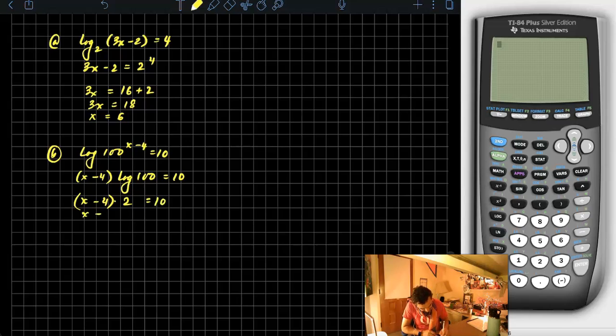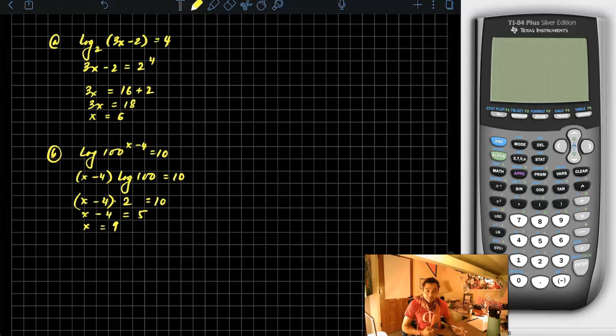And so that log 100 is just 2, equals 10. So I get x minus 4 equals 5 if I divide by 2, and I add the 4 over, I get x equals 9. To check that one, if I plug in the 9, I get log of 100 to the 9 minus 4, which is 5.